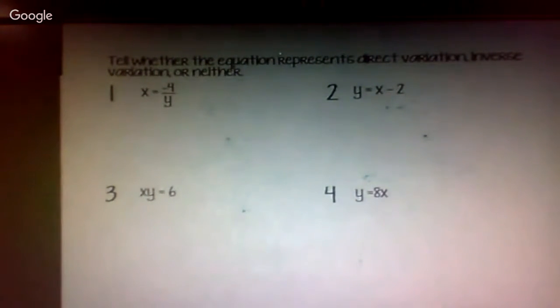If you open up the next page, we need to look at equations. Please stop talking. Why is it so hard to be quiet?